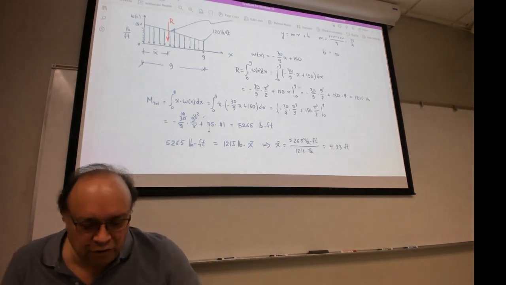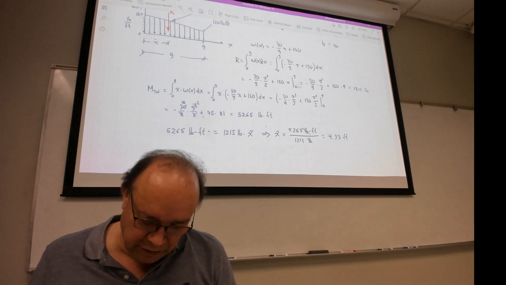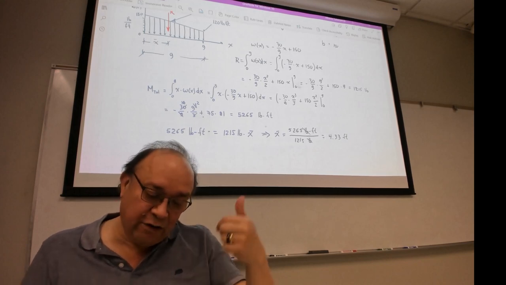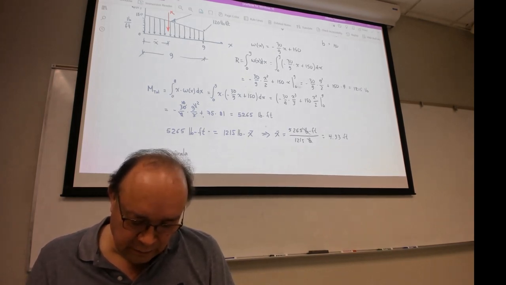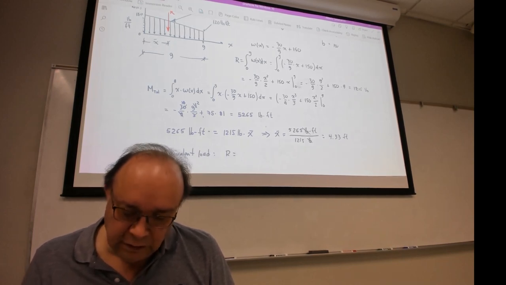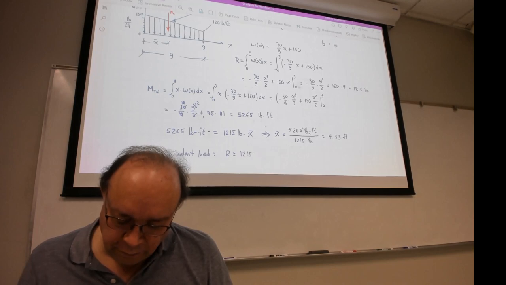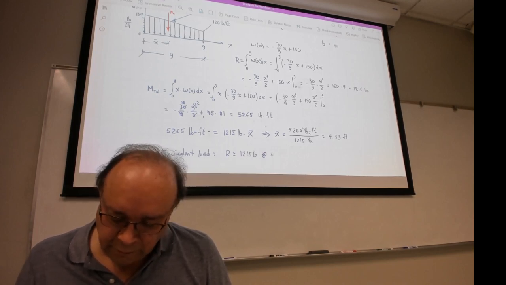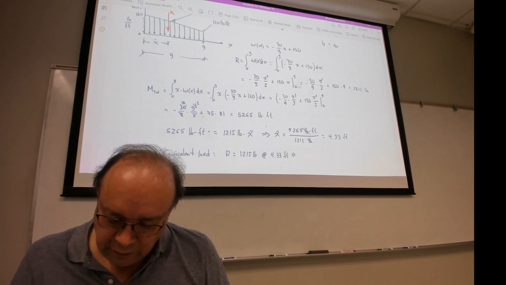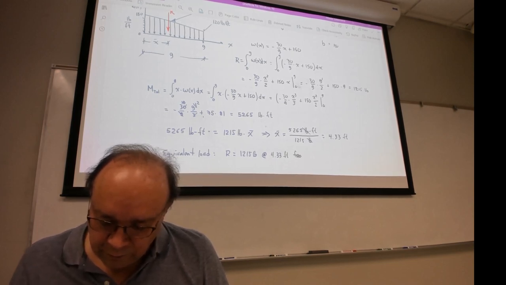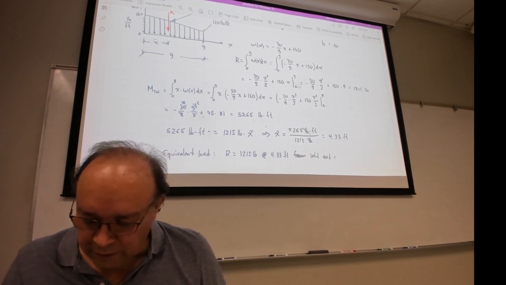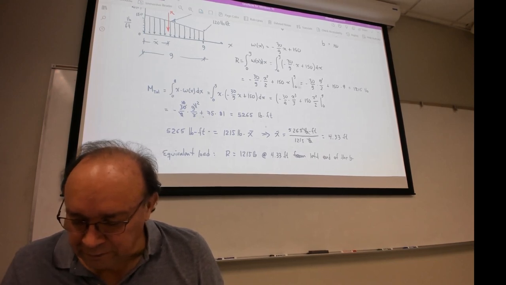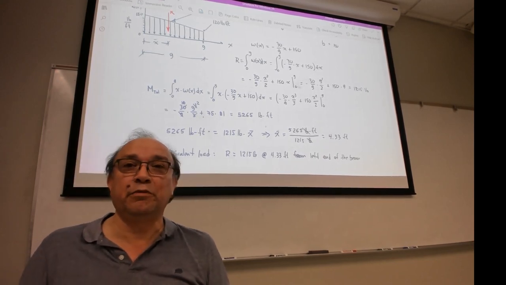If you want to put it here, the force that is equivalent to that trapezoid load is R equals 1215 pounds at 4.33 feet from the left end of the beam. Is it clear for everybody how I express the result?